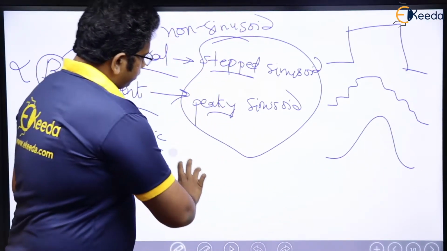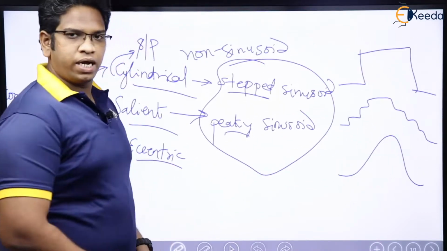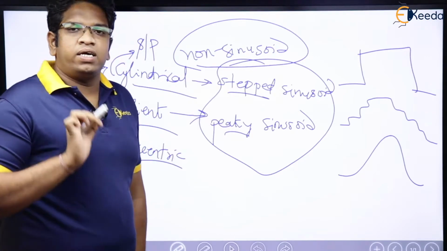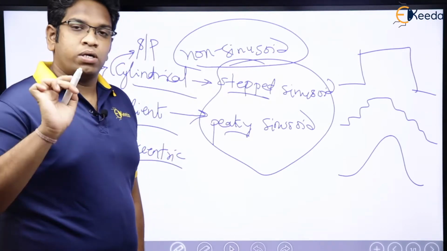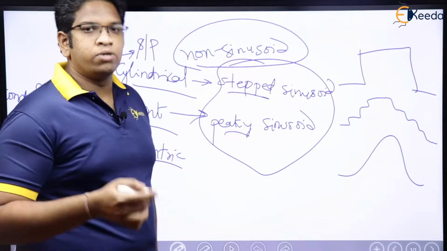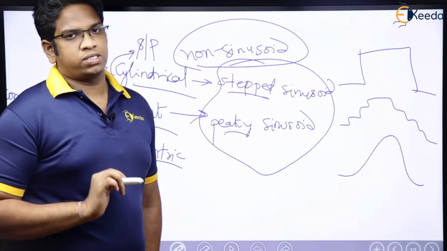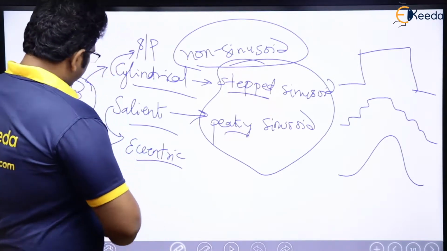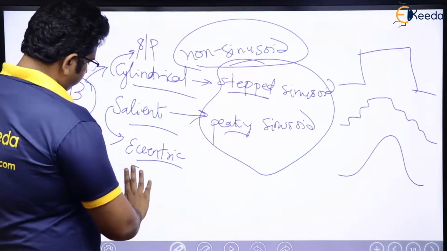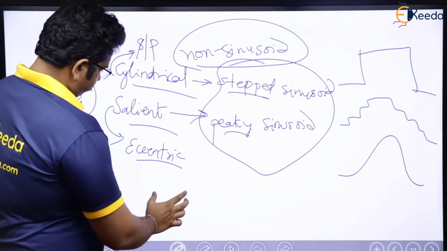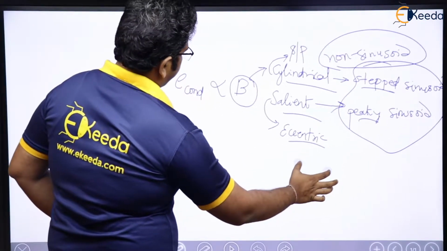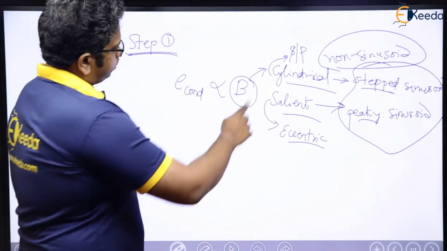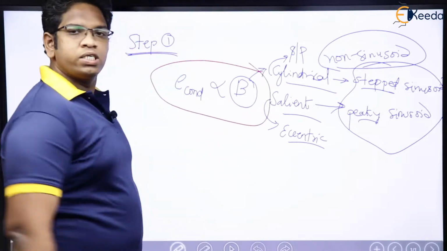But we need to understand one thing, that these are going to be non-sinusoid. Moral of the story, we have tried our level best to make flux sinusoid, but it was impossible to make the flux sinusoid. But we tried our best, right? So step 1 is over, step 1 is done.